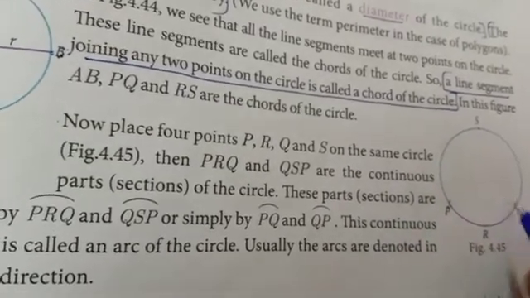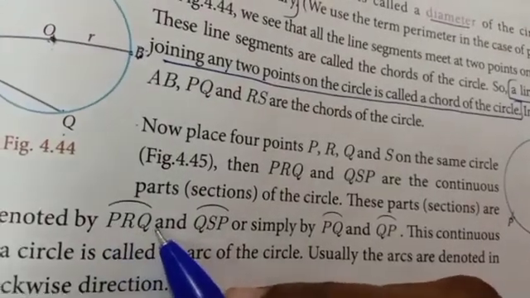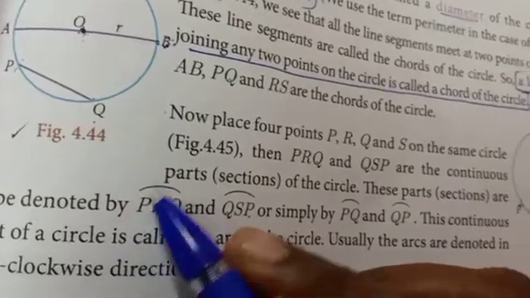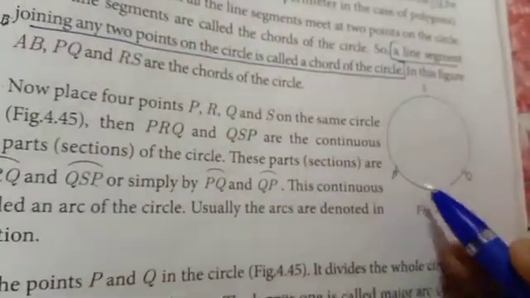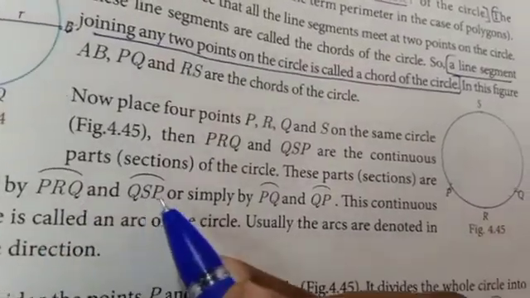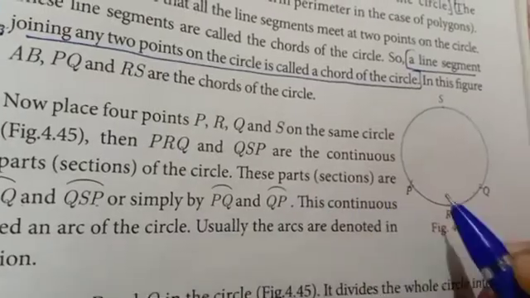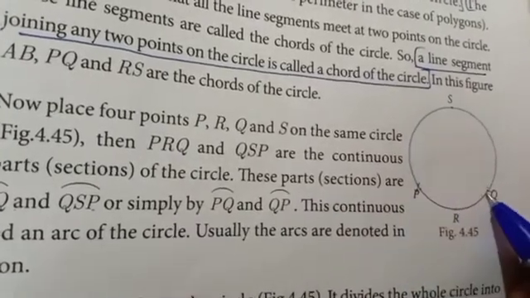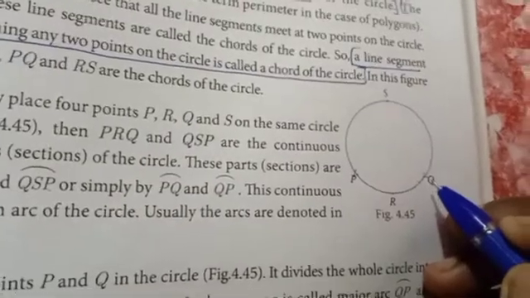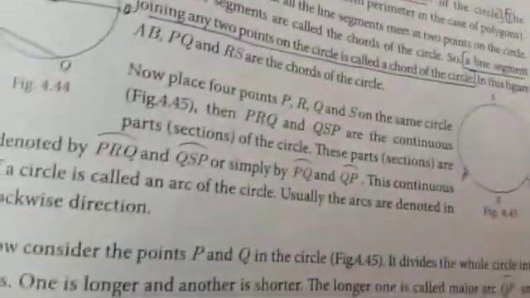Now, how do you read this? Arc PRQ. Arc QSP. It is denoted by arc PRQ, and this is arc QSP. Otherwise, simply by PQ. We have to denote their endpoints. Arc PQ, that is arc QP.